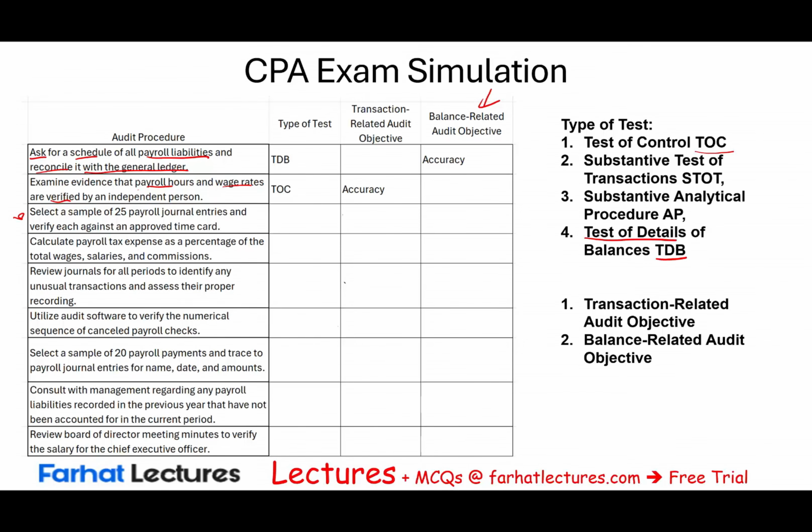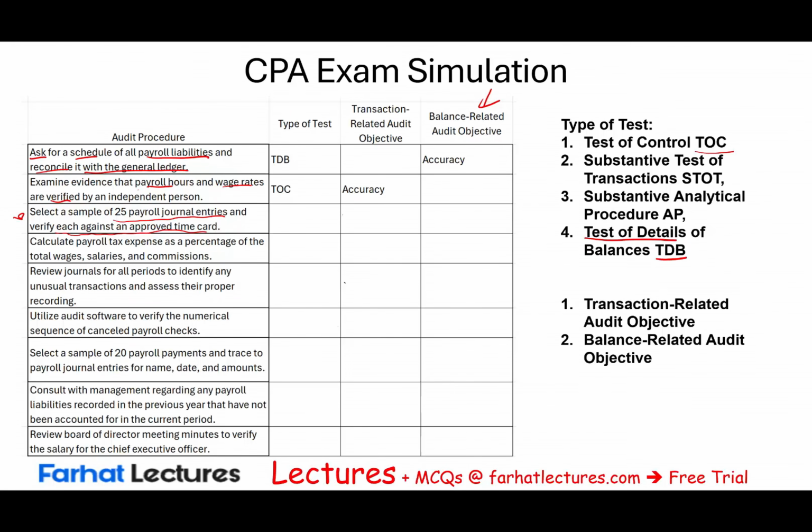Let's take a look at this event. Select 25 payroll journal entries and verify each against an approved time card. Well, what are we doing here? We're selecting 25 journal entries. We're looking at the journal entries and going back to determine if there is a time card, and that time card is approved, because before you get paid, before we journalize an entry, before we book an entry, we need a time card. The time card shows how many hours that individual worked, and obviously multiplied by the rate, then we book the hours. So what are we doing here?